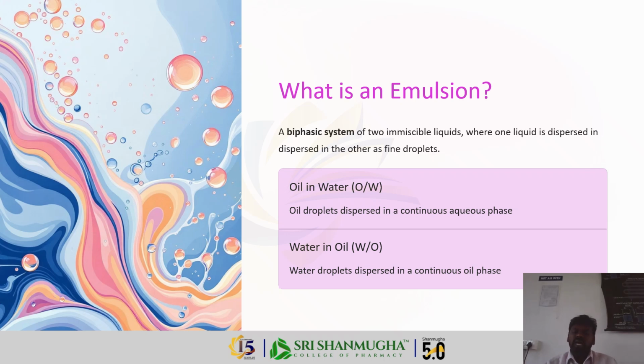Emulsion is a biphasic system. It has two immiscible liquids where one liquid is dispersed in another as fine droplets. The types are oil in water and water in oil. In an oil in water emulsion, oil droplets are dispersed in a continuous aqueous phase. In a water in oil emulsion, water droplets are dispersed in a continuous oil phase.